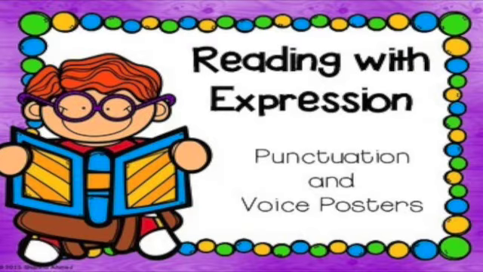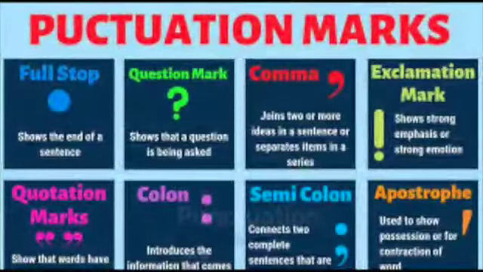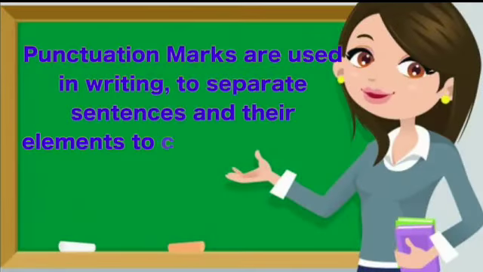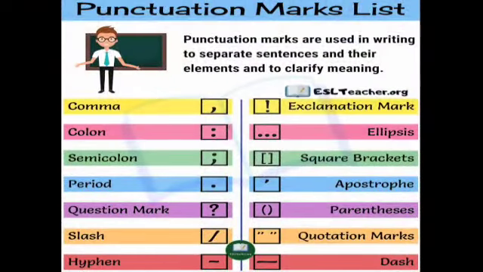Children, today we are going to learn about punctuation marks. Punctuation marks are used in writing to separate sentences and their elements and to clarify meaning. Children, as you can see on the screen, there is a list of punctuation marks. The first one is comma, colon, semicolon, full stop, question mark, slash, hyphen, exclamation mark, ellipsis, square brackets, apostrophe, parenthesis, quotation marks, dash.